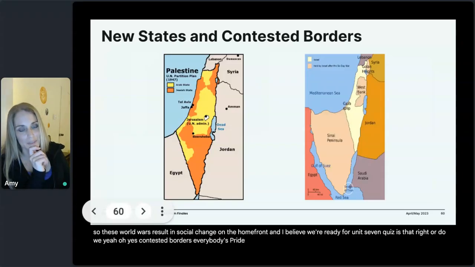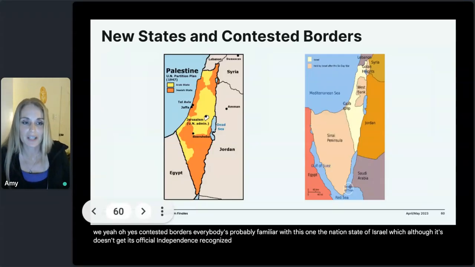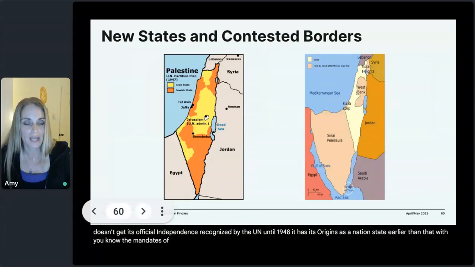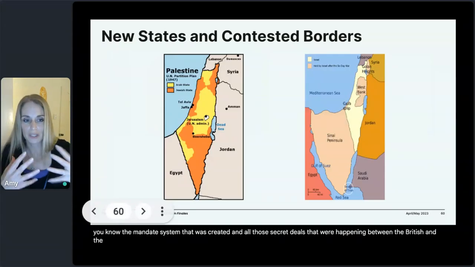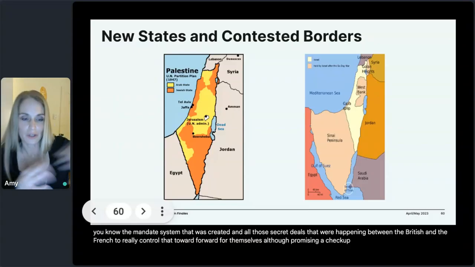Everybody's probably familiar with this one. The nation state of Israel, which although it doesn't get its official independence recognized by the UN until 1948, has its origins as a nation state earlier than that with the mandate system that was created and all those secret deals that were happening between the British and the French to really control that territory for themselves, although promising it to others during World War I.